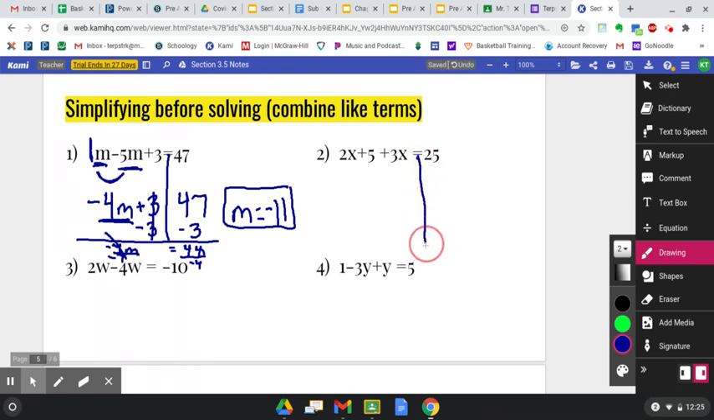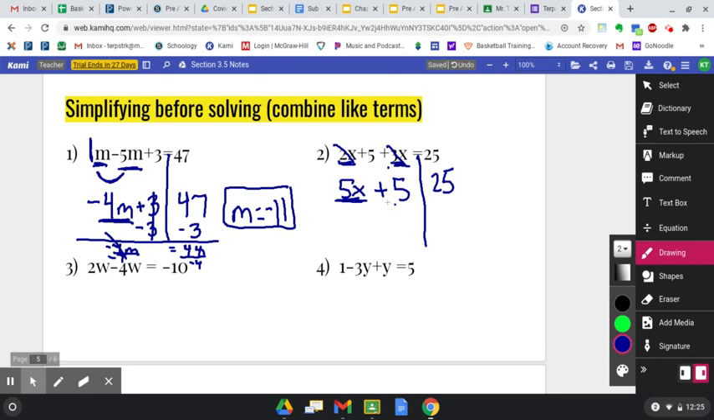Let's try number 2. Okay, again, if I look, I got two of these variable terms over here. So the first thing I want to do is combine them. Right? Notice that this is just the number 5, so I'm not doing anything with that. There's no other numbers on this side. So I have 2x, 3x, give me 5x, right? So I've combined those into one term. So I have that plus 5, and I still have the 25. So now I have my variable term and my number equals 25.